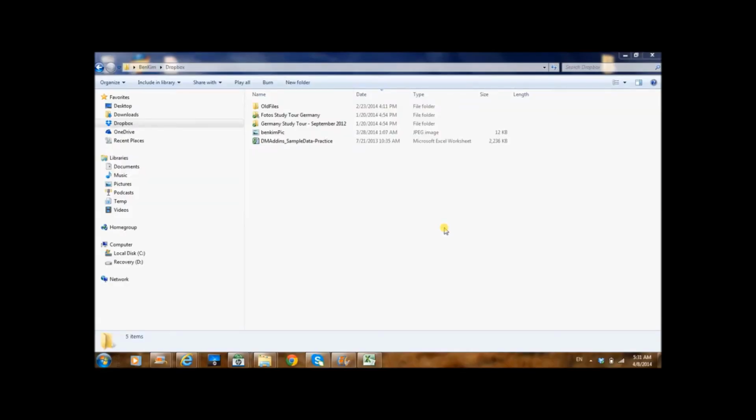In this video, I would like to explain how to mine data without really knowing data mining. To do that, I downloaded sample data from the Microsoft website. Actually, I downloaded it on Canvas, so you can download it from Canvas also. But anyhow, the file name is DMAddins sample data. So let me open it.